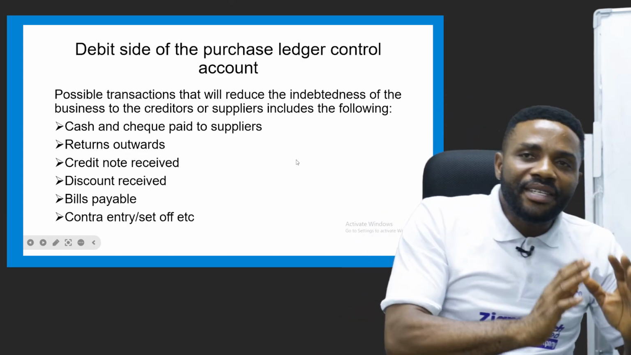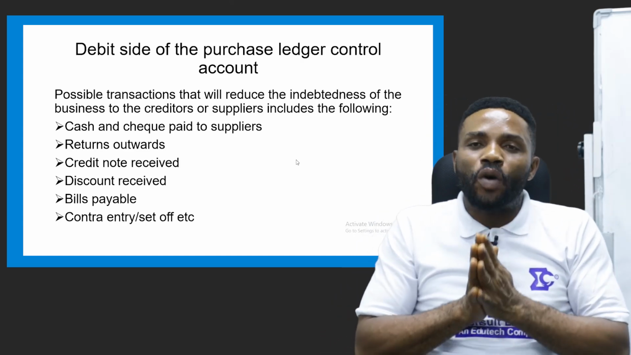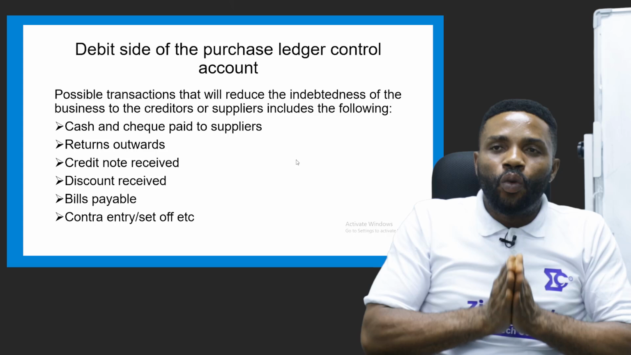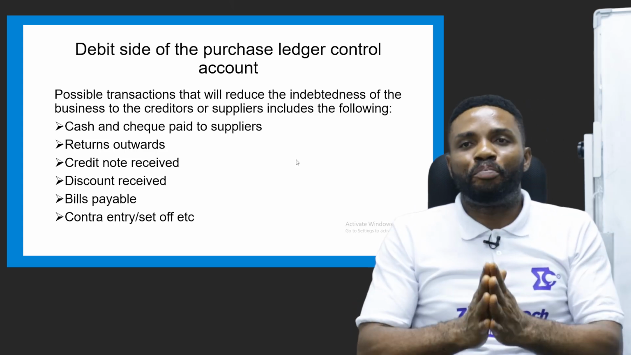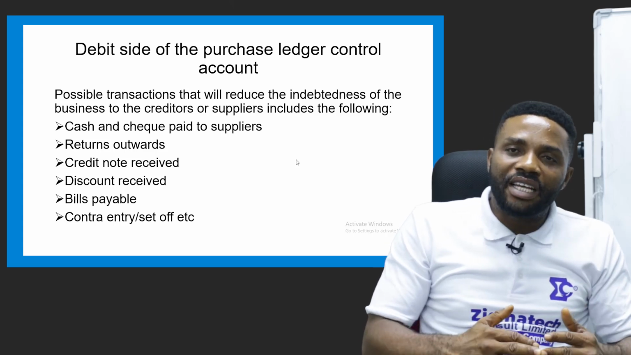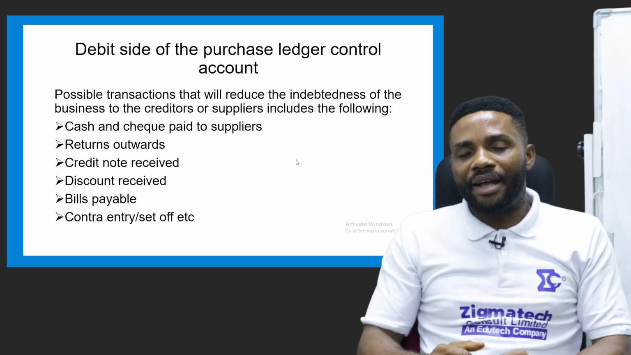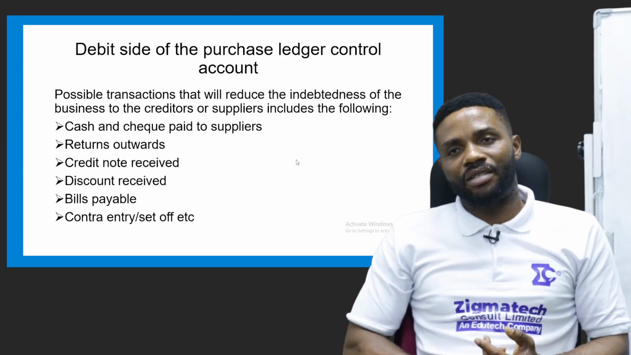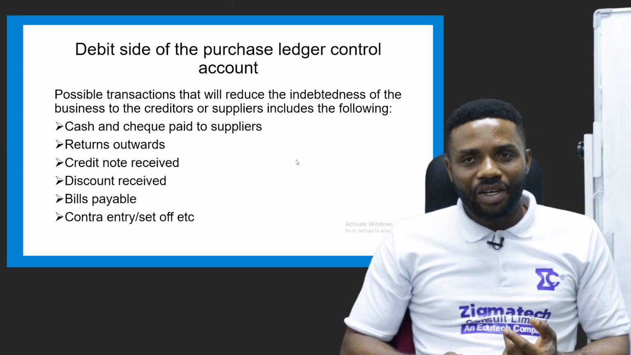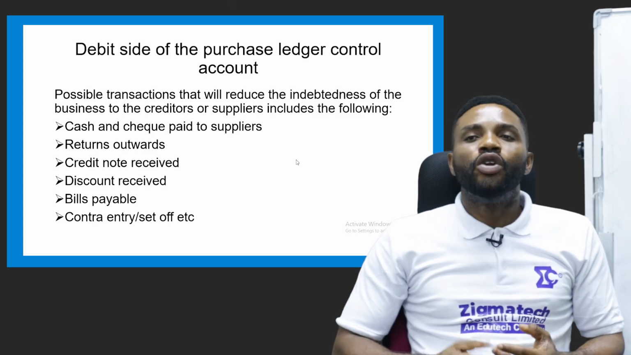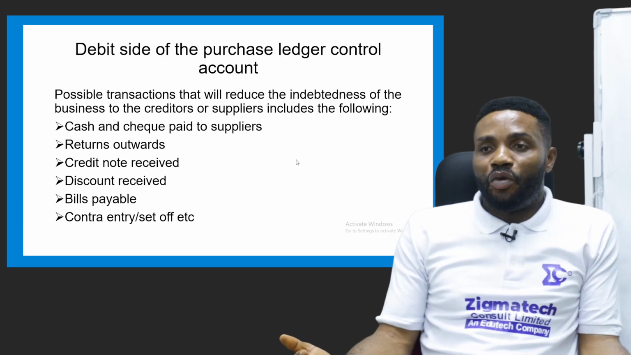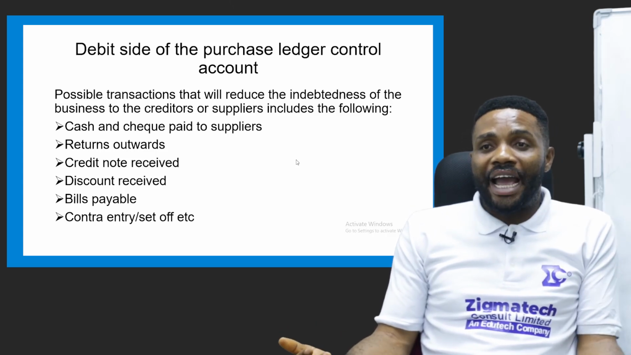Now, on the debit side of the purchase ledger control account, we have things that will reduce what you are owing. These are possible transactions that will reduce the indebtedness of the business to the creditors or suppliers. They include, number one, cash or check paid to suppliers. Cash or check paid to who? To suppliers.